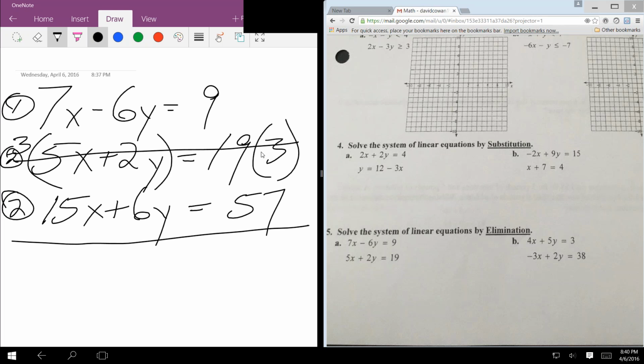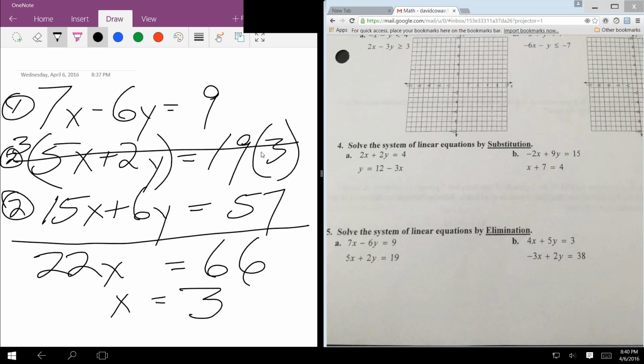So you get 22x is equal to 57 plus 9. You have to add 9 to the right side also. Okay. Now x is equal to? So x would be equal to 33? No, just 3. Three times 22 is 66.